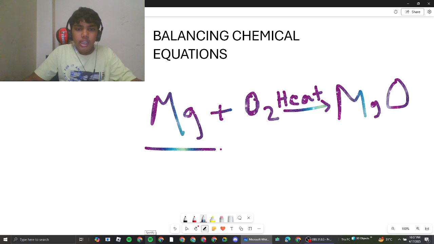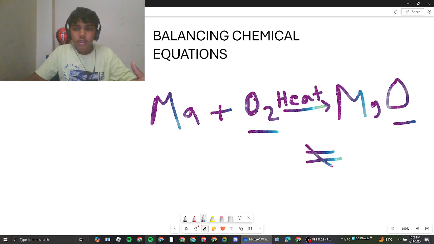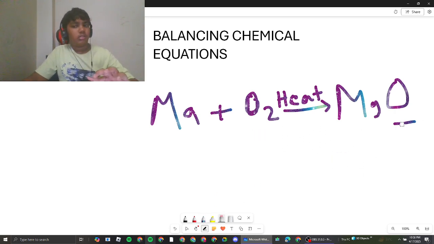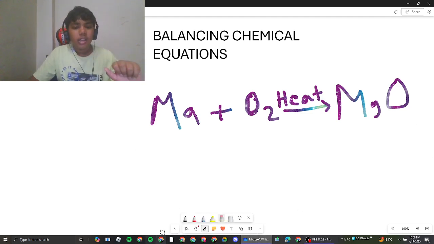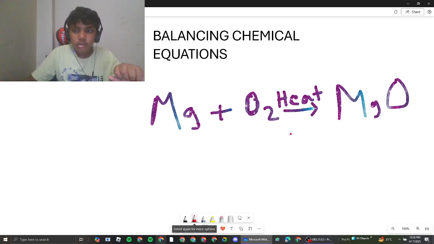Look, Mg is equal. But if you look at the oxygen once again, O2, the O is not equal. It's not about the total atoms, it's about balancing each element. Because if you do, the atoms on both sides will be equal. In this case, what we have to do is make it 2. So why don't we put a 2 here?